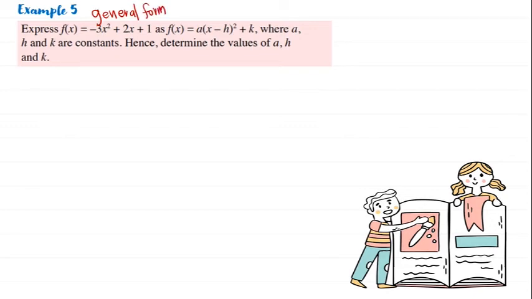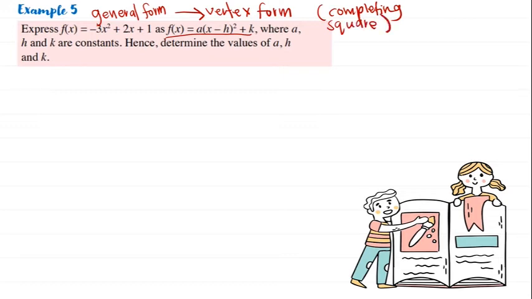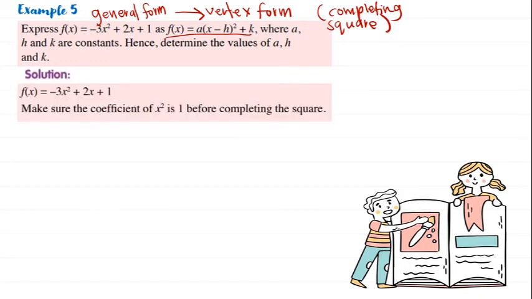Okay, f(x) equal to a(x minus h) squared plus k. So this is vertex form. In the previous slide, I already told you that if you want to change from general form to vertex form, you have to do completing the square. Okay, so how to do completing the square?